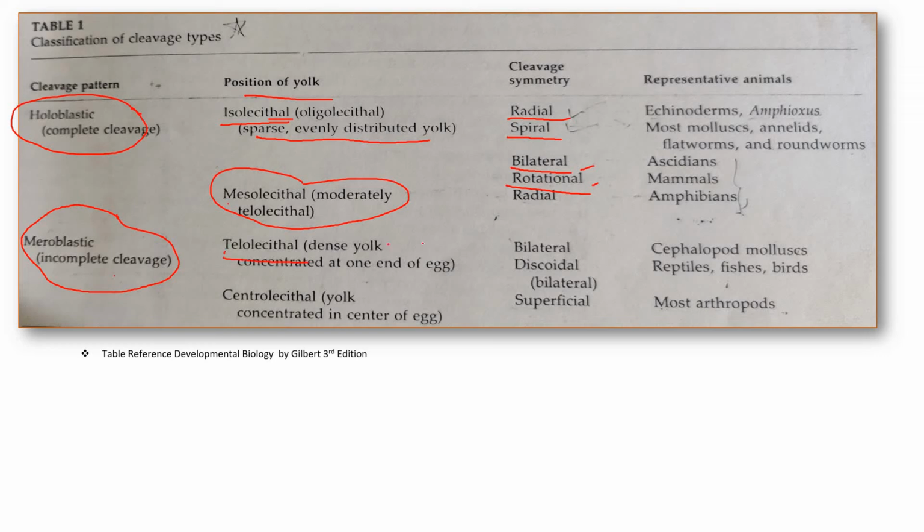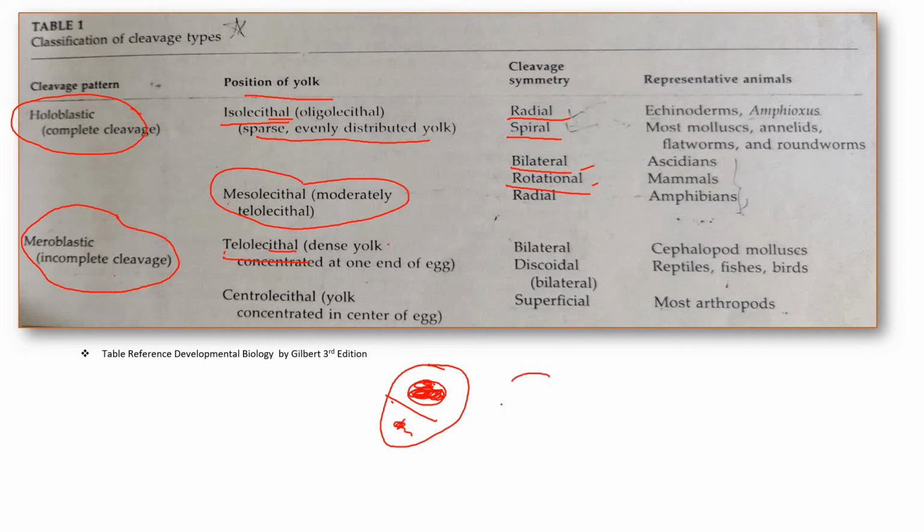That means it is located at one end. I'll give you an example of a chicken egg. You can find here the yolk is usually concentrated at one end, and one portion remains empty. Such an arrangement is called telolecithal.